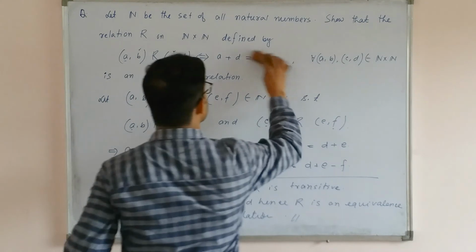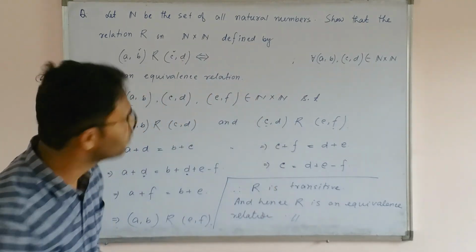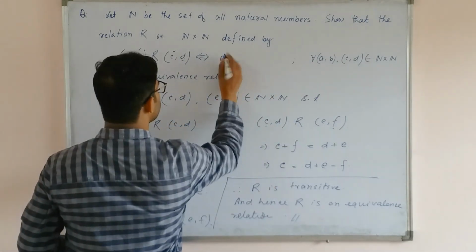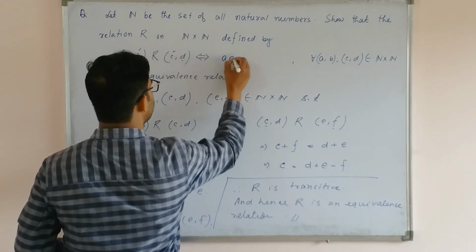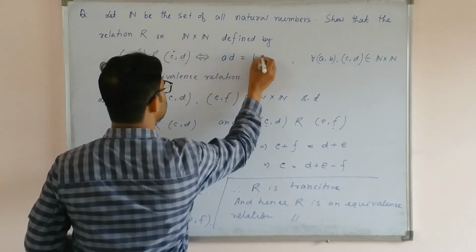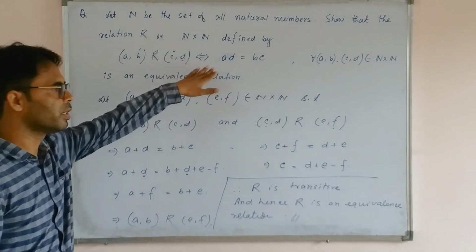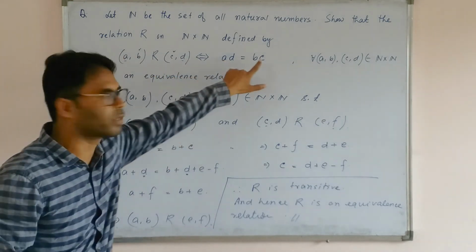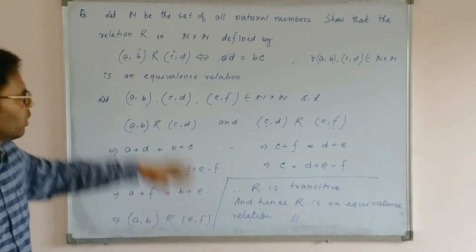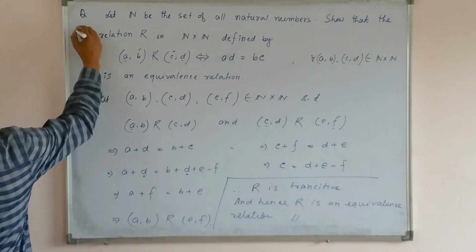This is given as only the product: ad is equal to bc, and everything else is the same, to show that this is an equivalence relation. But the procedure is the same. So you want to solve this as homework for you.